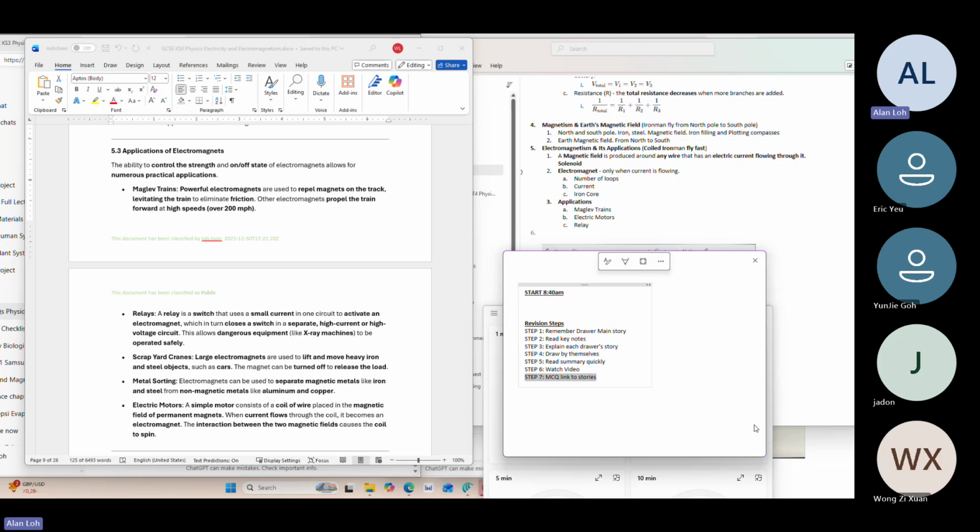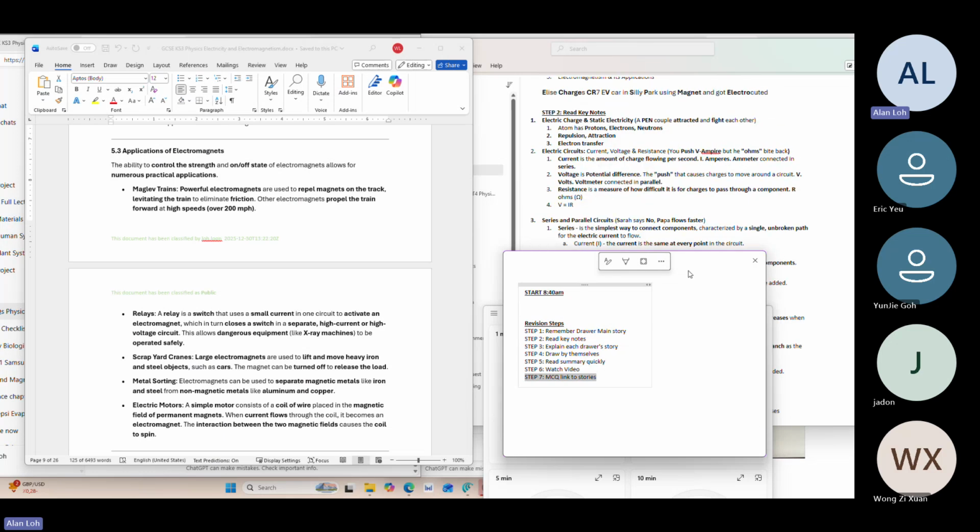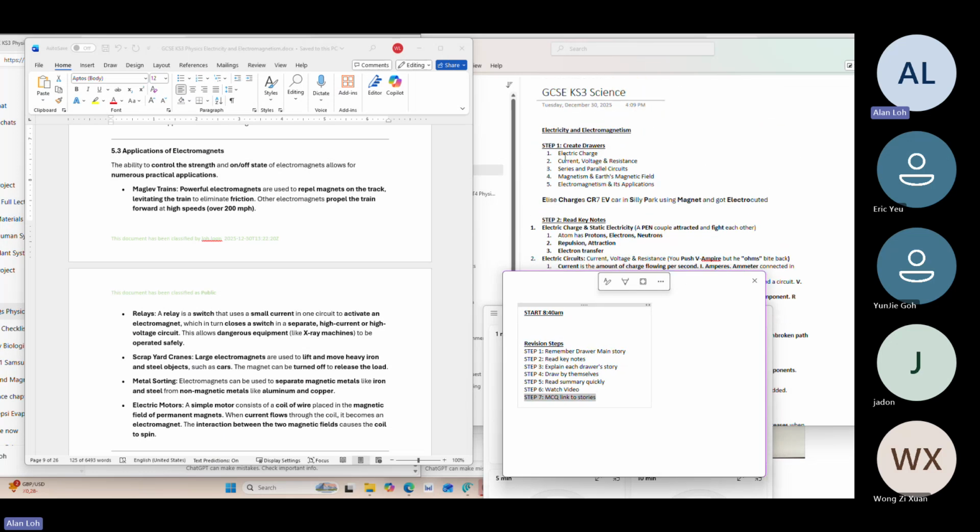Now, you understand that there are 5 drawers, and these 5 drawers are as follows. Electric charge, current, voltage, resistance, series and parallel circuits, magnetism and electromagnetism.